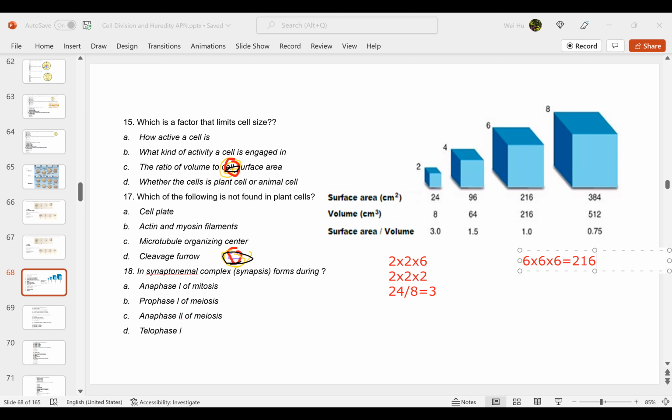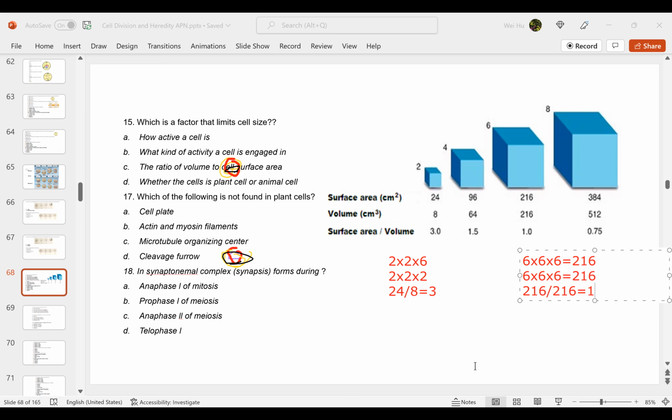Okay, so now what's the next one? Your volume is the same, because 6 multiplied by 6 multiplied by 6 also equals 216, right? Then what you have is 216 divided by 216, right? Because this divided by this equals 1.